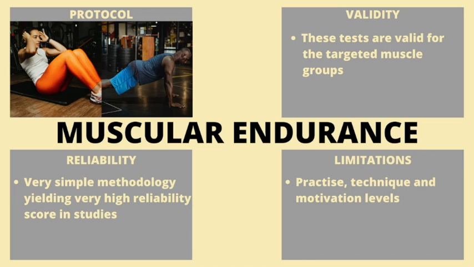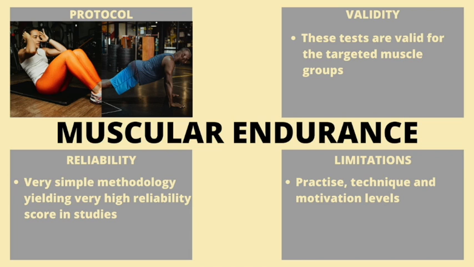Validity, yeah, for the targeted muscle groups. If you wanted to look at muscular endurance in your quadriceps, you're not doing a 30-second push-up test, because it's not going to measure your quadriceps. It wouldn't be valid. It has to be for measuring the specific muscles that you're targeting.